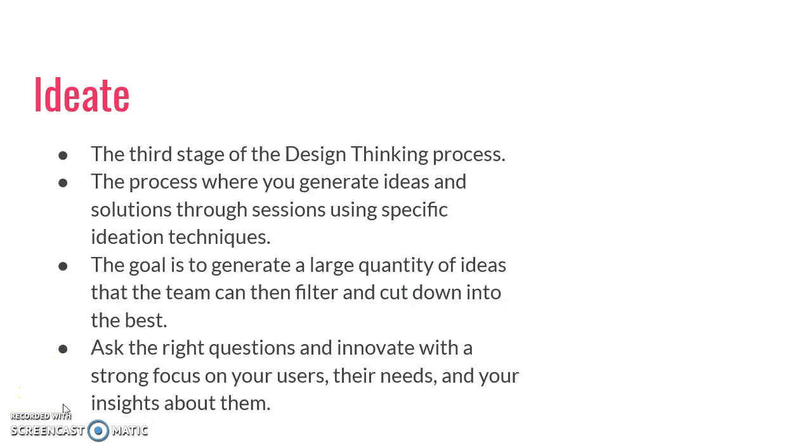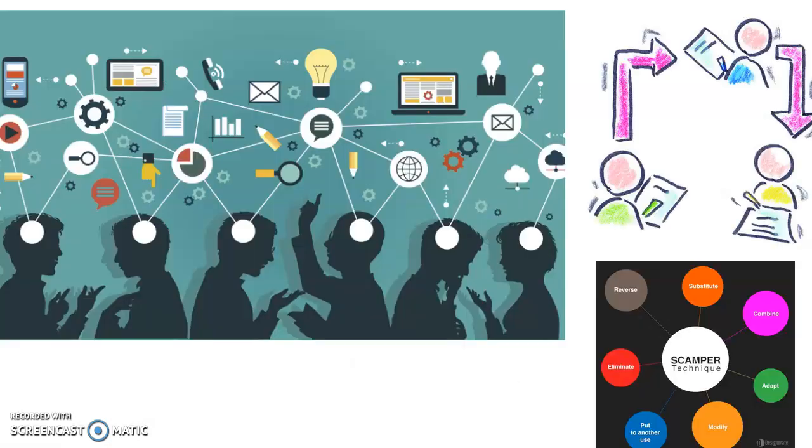Now, the third stage of the design thinking process is to ideate. The process where you generate ideas and solutions through sessions, using specific ideation techniques. The goal is to generate a large quantity of ideas that the team can then filter and cut down into the best. For this, you ask the right questions and innovate with a strong focus on your users, their needs, and your insights about them. And here are some examples.